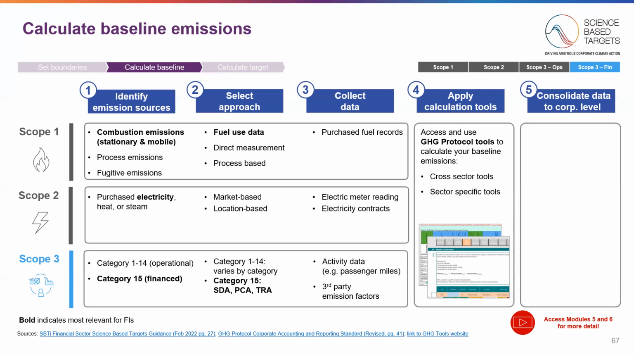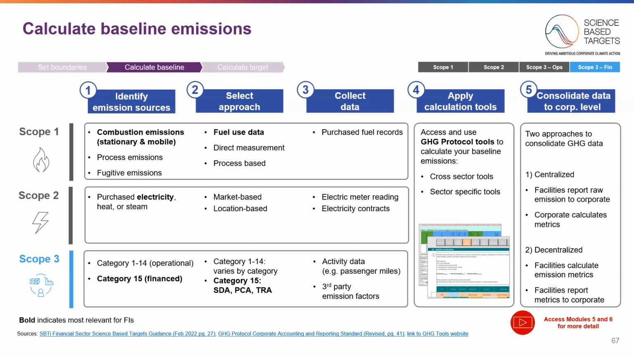And finally, step 5, consolidate data to the corporate level. Once you've gathered the data and calculated the emissions, you'll want to consolidate the information at the corporate level. This can be done in one of two ways, either centralized, whereby the raw data will be reported to a central corporate group to then calculate emissions, or a decentralized approach can be used. In the decentralized approach, facilities will gather their own data and calculate emission metrics on their own and then report the metrics to the corporate. Either is acceptable, but you'll want to be thoughtful about choosing who reports what to whom.